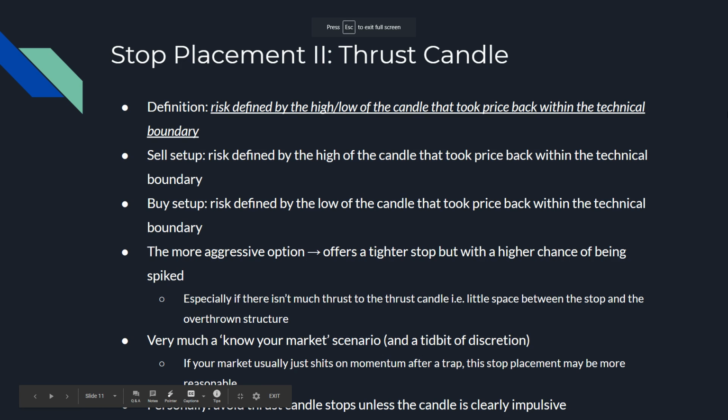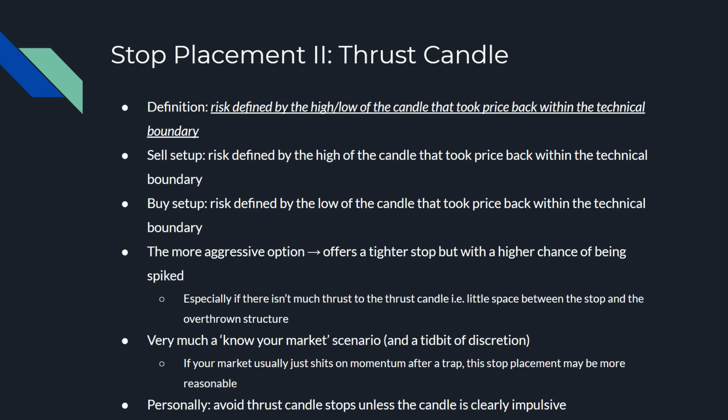And again, similar things from the last slide. Very much know your market. If it shifts on momentum, stop placement, thrust candle stop placement may be more reasonable, as we saw on the XRP USD example. And for me personally, as I've droned on and implied a million times, I tend to avoid thrust candle stops unless the candle is clearly impulsive.